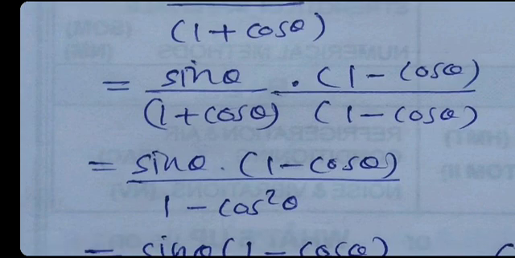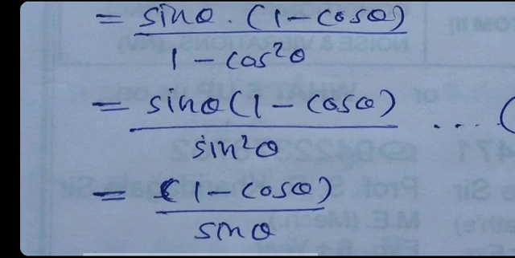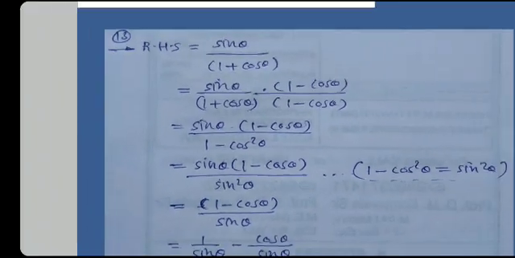So it becomes sin theta into 1 minus cos theta in the numerator. In the denominator it becomes 1 minus cos square theta. But 1 minus cos square theta is sin square theta. So it becomes sin theta into 1 minus cos theta upon sin square theta. One sin theta in the numerator and denominator get cancelled, so finally it becomes 1 minus cos theta upon sin theta.